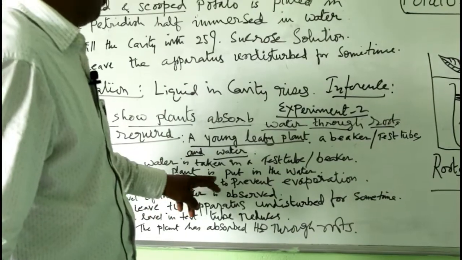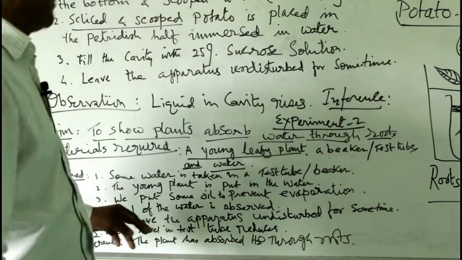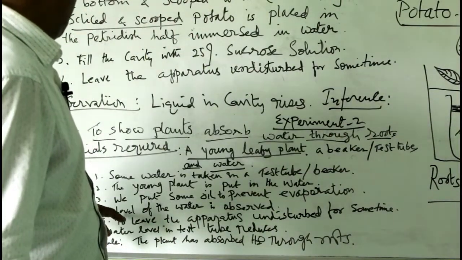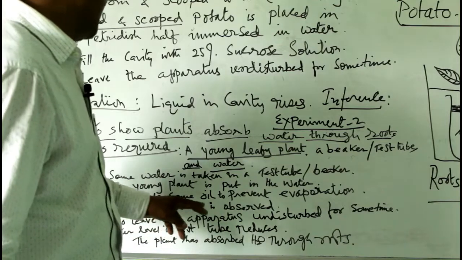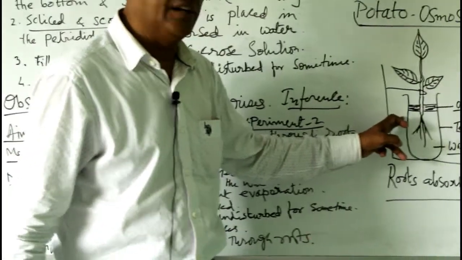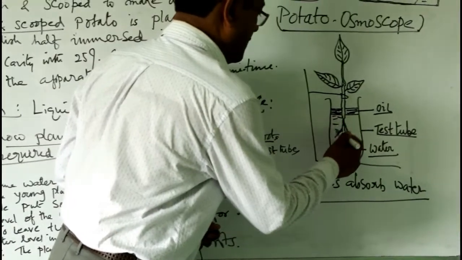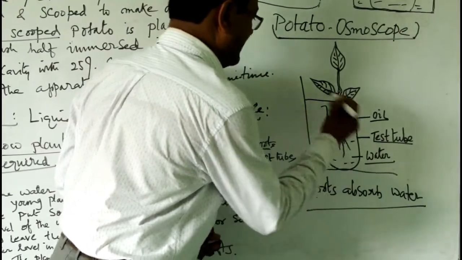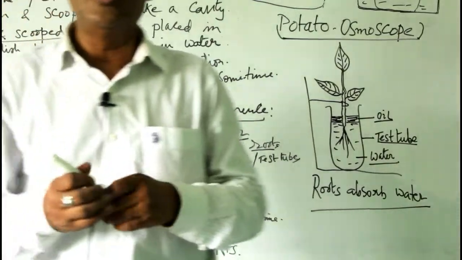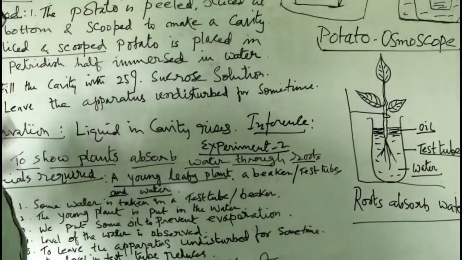We put some oil to prevent evaporation, that I have also explained. Then the level of the water is observed. At first we see the water level here. What will be the water level over here? That will be observed in the beginning. Suppose the water level is like that, because the oil is kept on top of the water to prevent the evaporation. Now what's happening, you see?